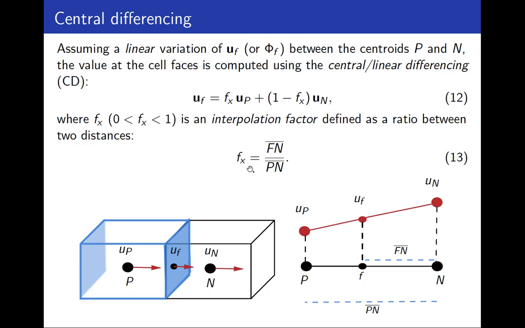So this fx is just a ratio between the distance between the cell face, this one, and the centroid N, represented with a hat Fn at the top. Then we divide it over the distance between the centroid P and the centroid N. So equation 13 allows us to calculate the interpolation factor.